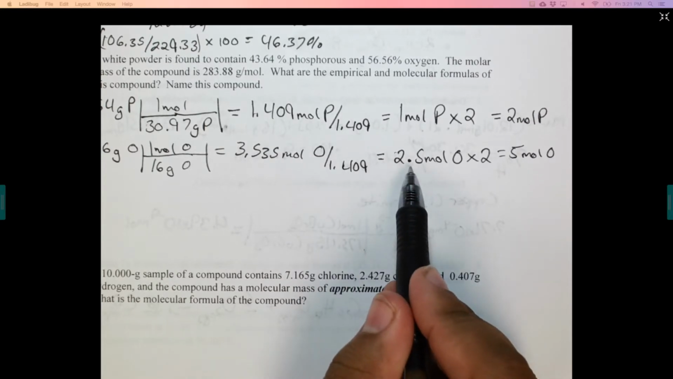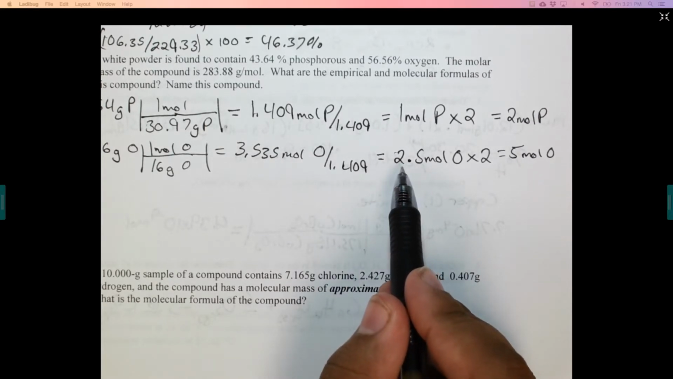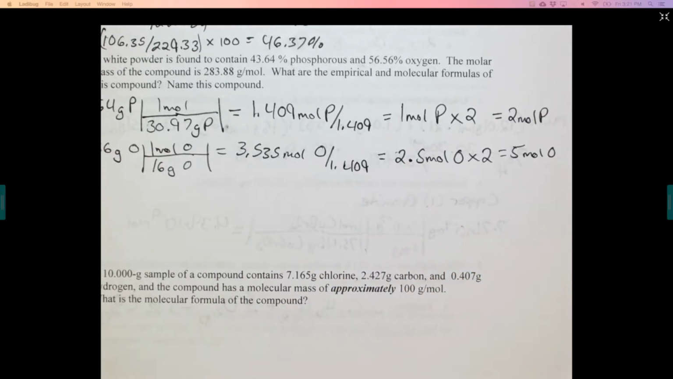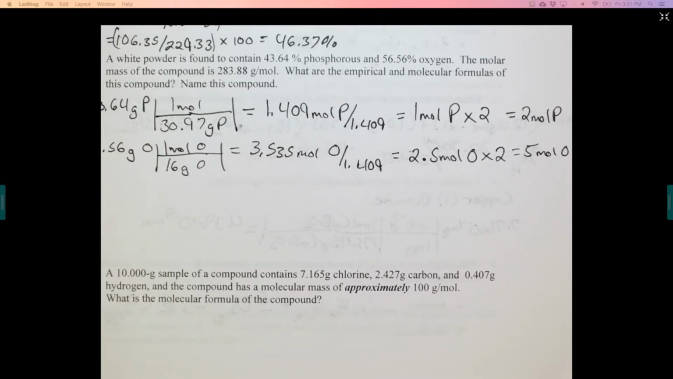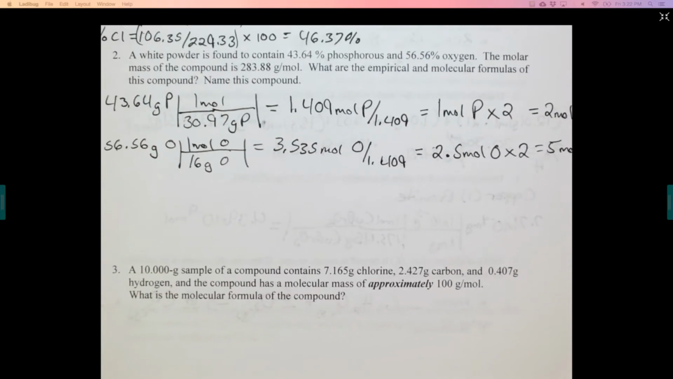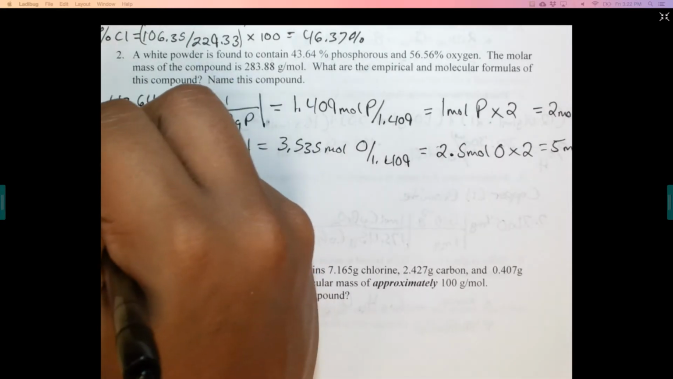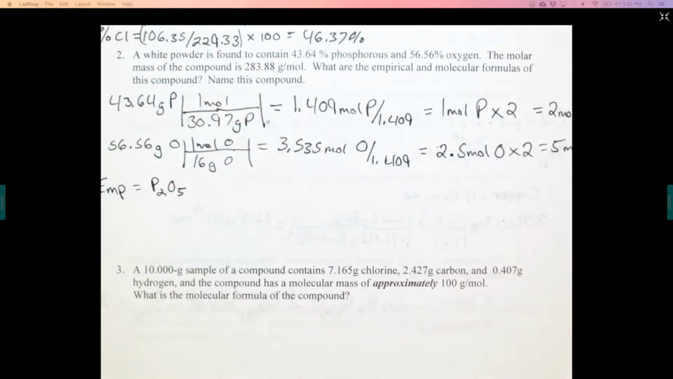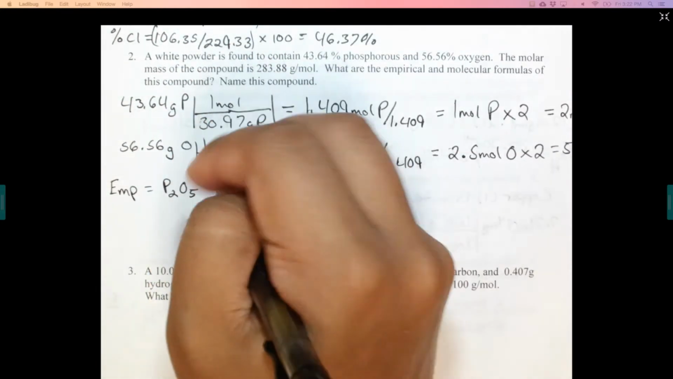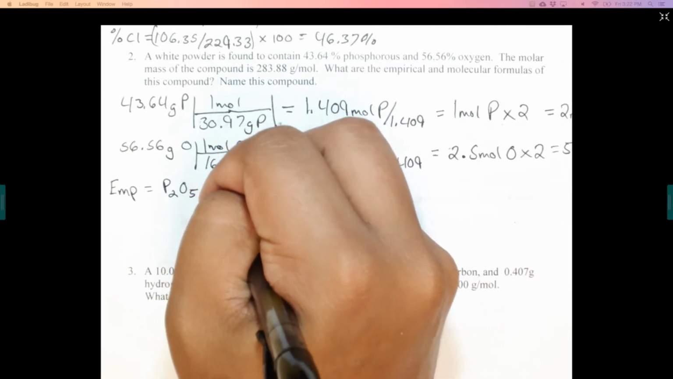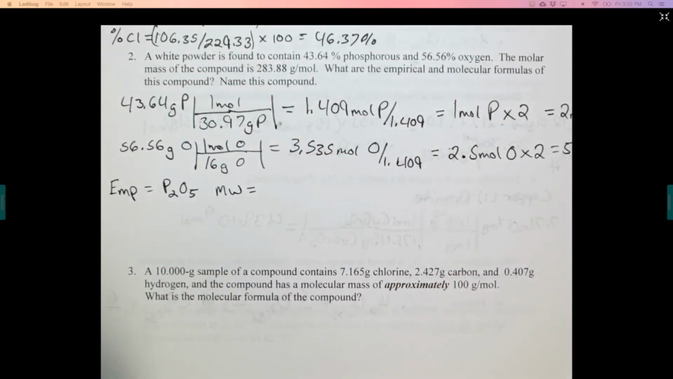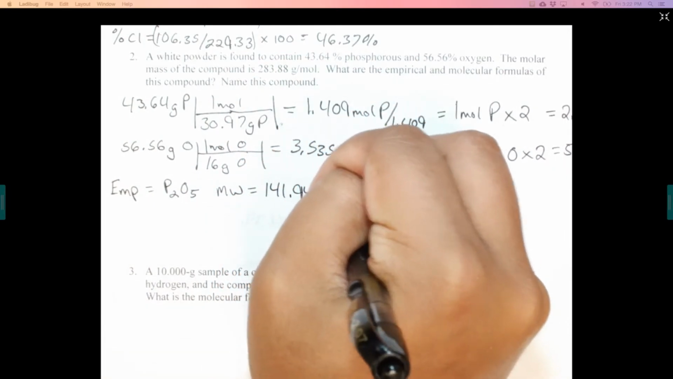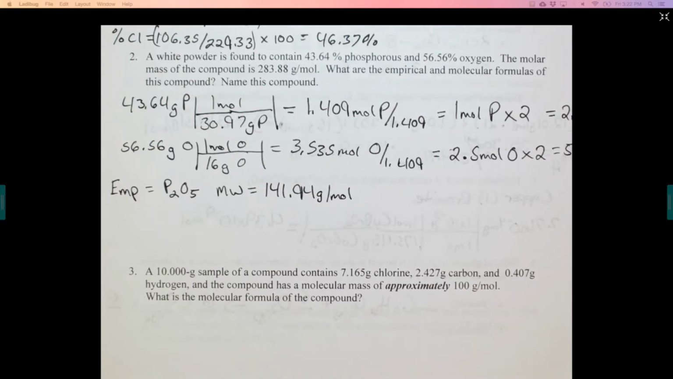If you ever end up with a half of a mole or 0.33 of a mole, you need to multiply to get you a whole number. So the empirical formula is 2 moles of P, 5 moles of O. Therefore, the empirical formula is equal to P2O5. Okay? And if we wanted to look at the empirical formula molecular weight, we find that molecular weight is equal to 141.94 grams per mole. And you can pause the video here and convince yourself that you can do that calculation.